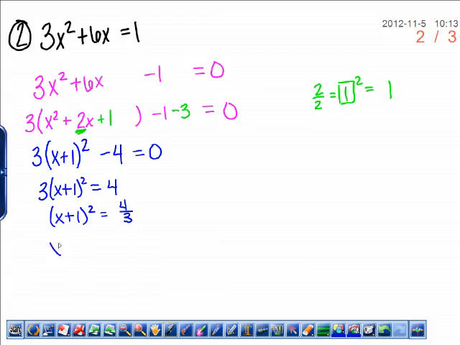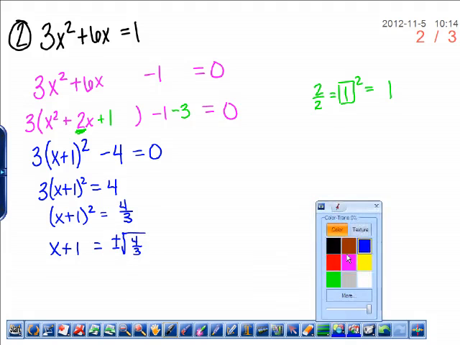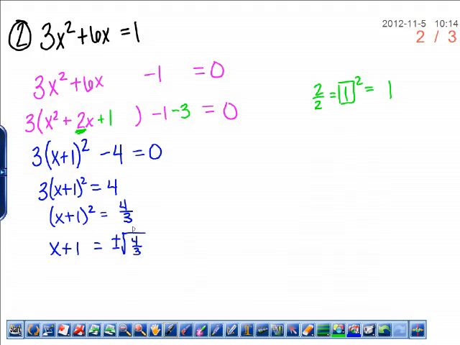Square root it. So I'm going to get x plus 1 equals, what do I need in front of my square root? Plus or minus the square root of 4/3. Okay, now I'm going to pause here for just a moment. Let's take this square root plus or minus the square root of 4/3, and let's go over here and try and simplify that. You can do it all in the same line. It just might get tedious.